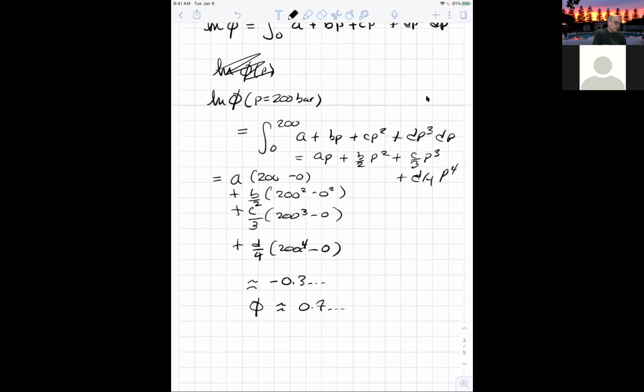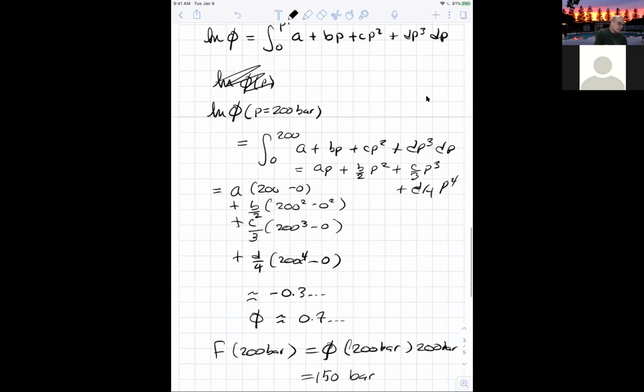So the way you do this is you say the fugacity at 200 bar equals phi at 200 bar times 200 bar. Okay, that's what you got. And this is about 150. Wait, so how'd you get from the negative 0.3 to 0.7 again? Because this was the logarithm of that. Oh, okay. So then you take e to the minus 0.3 to get it.